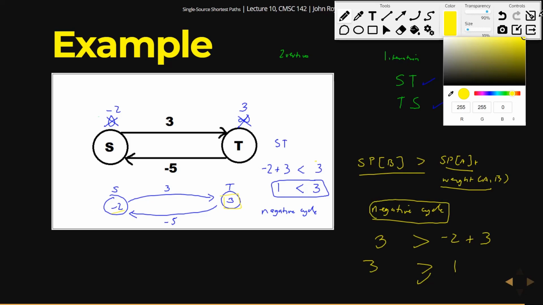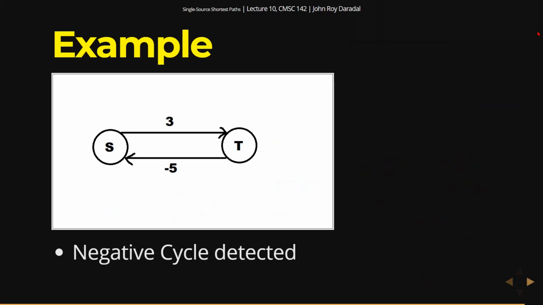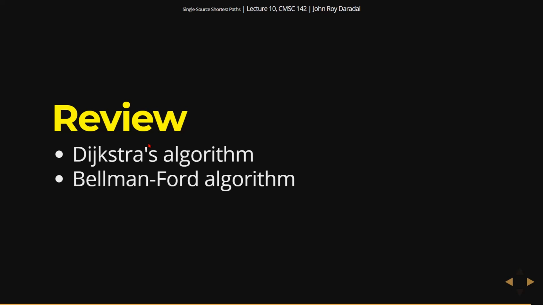Okay, so we've also detected a negative cycle if it existed, because this is indeed a negative cycle: 3 minus 5 is negative 2. So the net weight of the cycle is negative 2. So you can always take this cycle to subtract 2 each time. Okay, so it's a negative cycle. Okay, so that's it for SSSP.